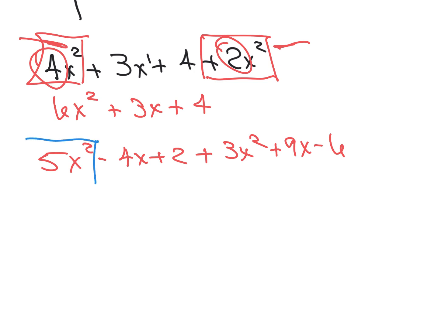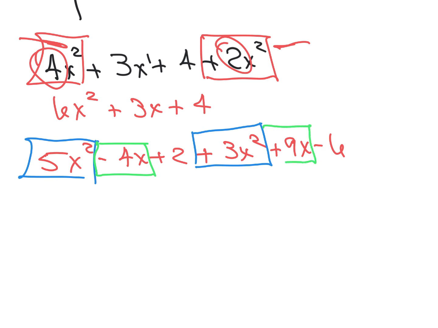So I have an x squared and I have an x squared. I have a negative 4x and I have a plus 9x. And finally, I have a plus 2 and a minus 6. All right, let's look at each one of these individually. X squared and x squared, same variable, same exponent. I can combine those. The green, I have an x and I have an x, same variable, same exponent. The 2 here is a constant, no variable. The negative 6 is a constant, no variable, so I can combine those.